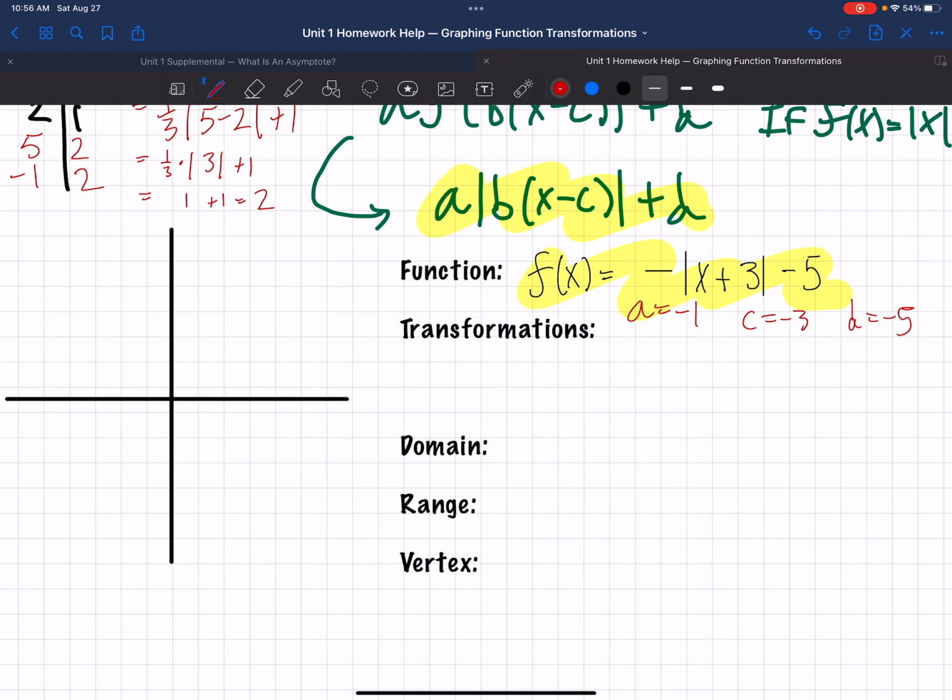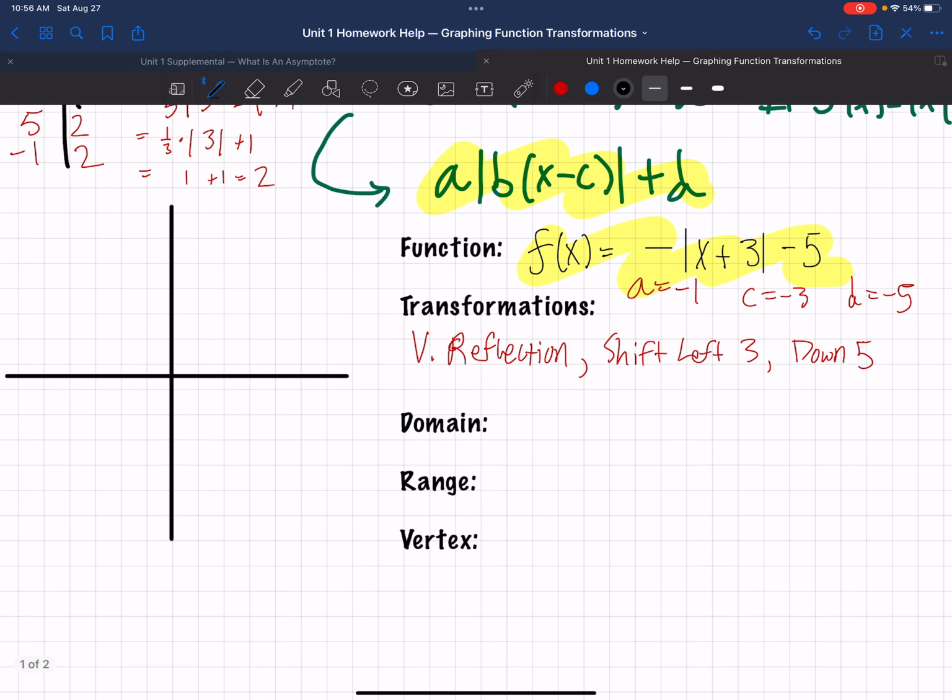So what are these transformations? This is a vertical reflection. This is a shift left 3, down 5. All right. Domain. Oh, right. Well, let's graph it, actually. Let's graph it first. Can you figure out where the vertex is?